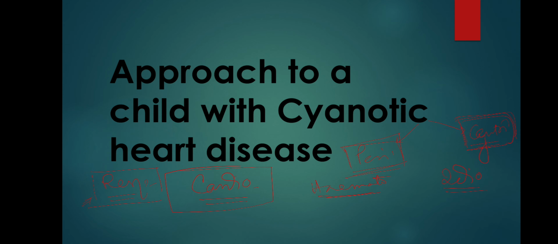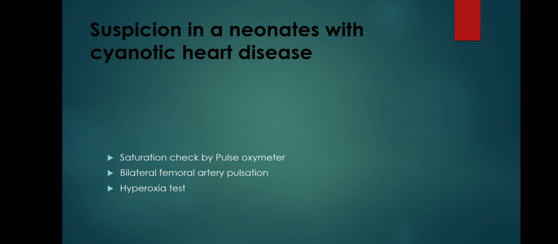Now, what is cyanosis? It is bluish discoloration of the body due to much more deoxygenated blood being present in the blood, and the amount of deoxygenated blood is more than 5 gram per dl. If more than 5 gram per dl of deoxygenated blood is present in the blood vessels, then the patient presents with cyanosis. Now, how to differentiate between these four types, I will discuss on my next slide.